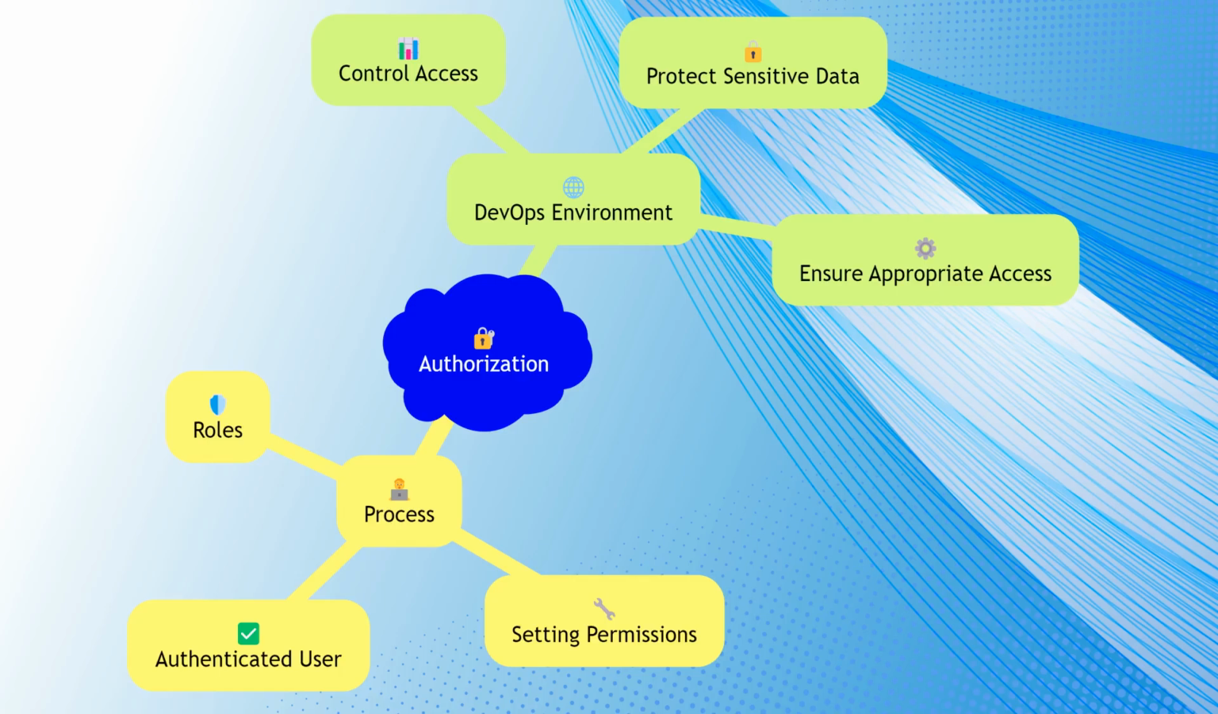Authorization is the process of determining what an authenticated user is allowed to do. It involves setting permissions and roles to control access to resources. In a DevOps environment, authorization ensures that users have the appropriate level of access to perform their tasks without exposing sensitive data or systems to unnecessary risk.